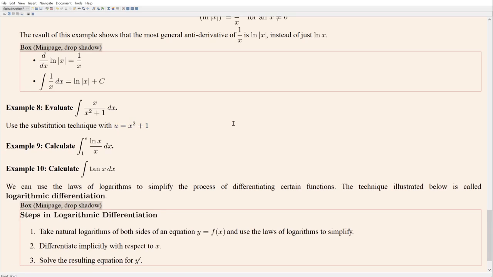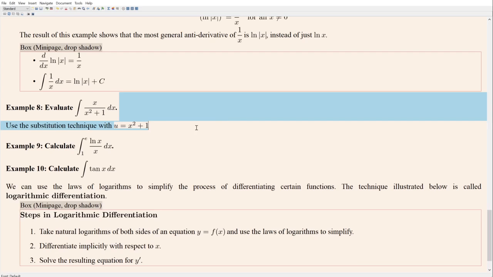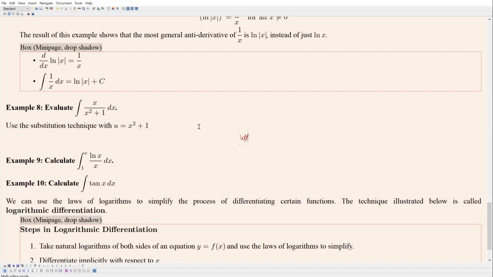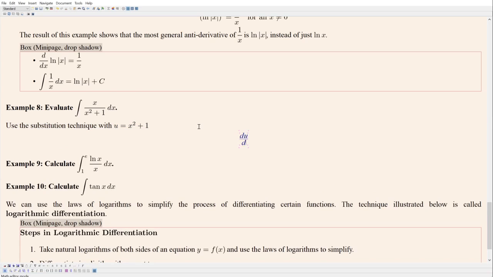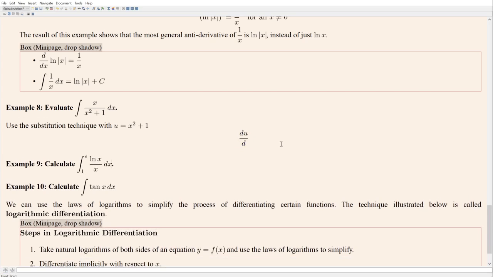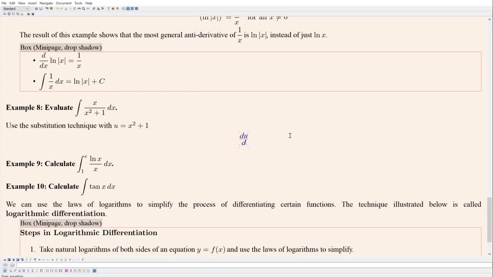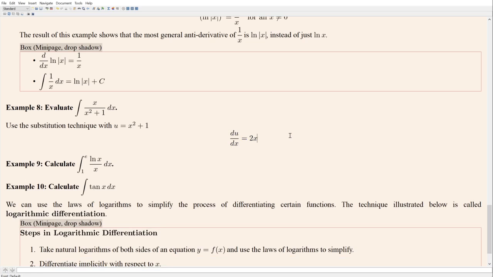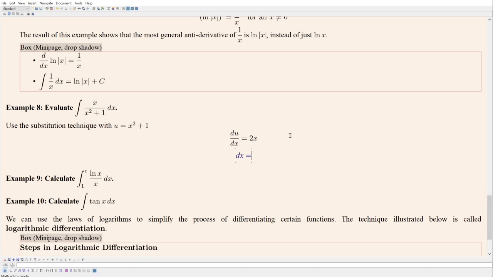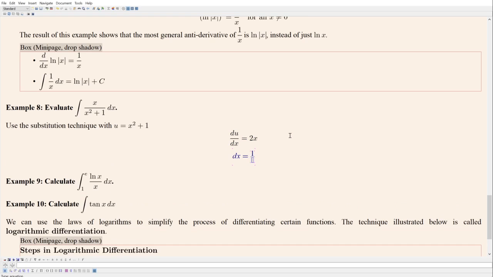So let's do that with u equals x squared plus 1. What is the derivative? Because remember, every time you specify u, the next step is to take its derivative. What's the derivative of x squared plus 1? That is 2x. Consequently, dx is equal to 1 over 2x du.